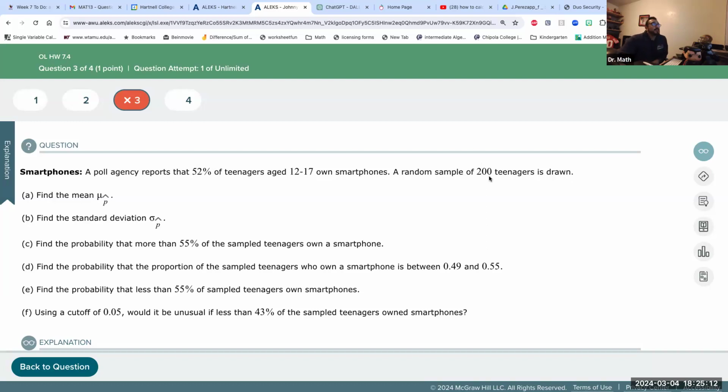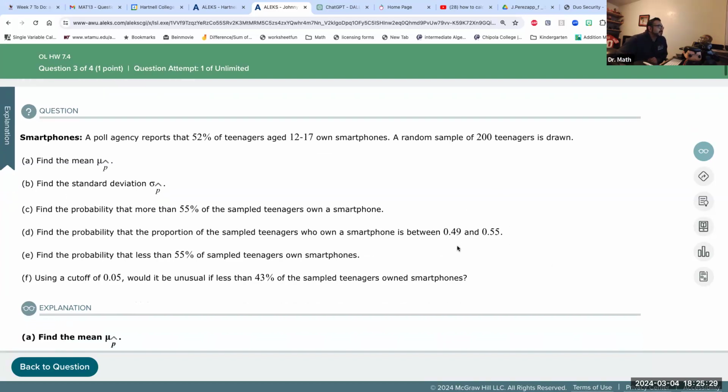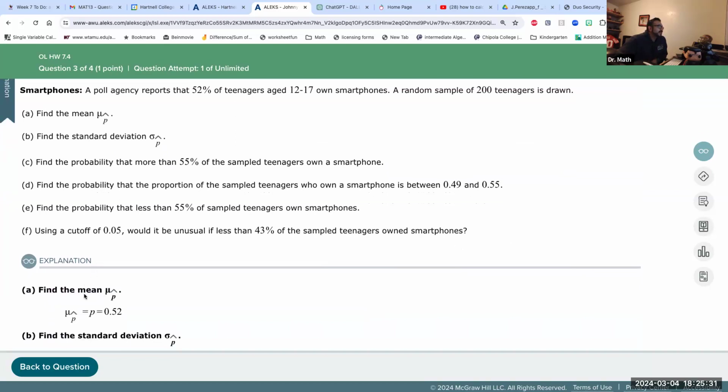Remember, when we used the central limit theorem before, we had a bell-shaped curve, a normal distribution. Here, that's something we need to check for, and we're going to walk through all this, so be patient. The first thing, whenever they ask you for the mean of the sampling distribution, that's just the probability that will happen. So there it is: p equals 0.52.